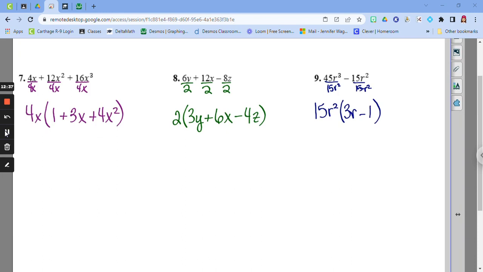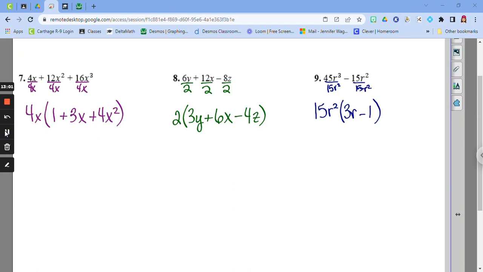So that's the reason why I showed that those are being divided like that, because the common thing I see students do is just write that as 15r squared times 3r, and that's it. You haven't subtracted the factor out, you are dividing it out. Okay? All right, factoring by grouping.